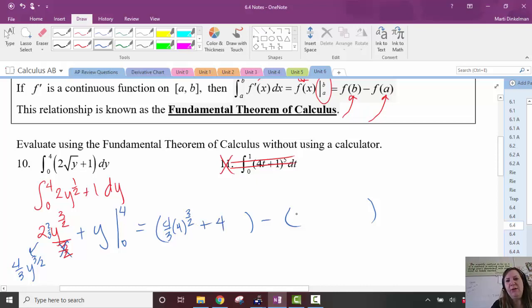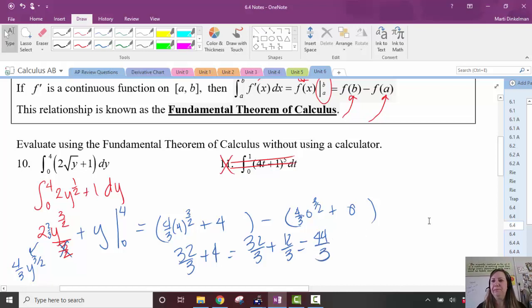And now I'm going to plug in the 0, which is actually really nice because I like to see zeros. It means this whole side is basically just going to be 0. Okay, 4 to the 3/2. I'm going to do the 1/2 first. So that's going to be 2. 2 cubed is 8. So this is going to be 32/3 plus 4. So I'm going to think of it as 32/3 plus 12/3, which is 44/3.